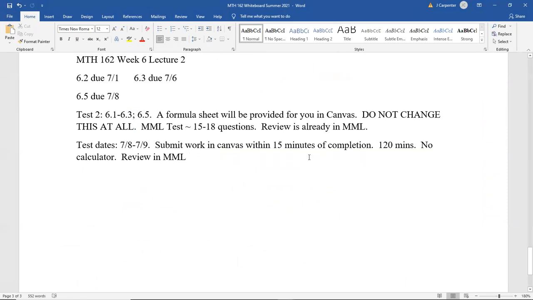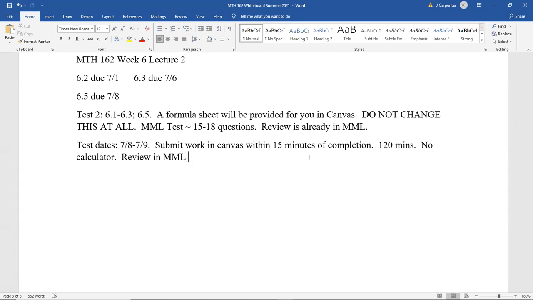And just in the nick of time, just pulling up the whiteboard for the last minute we have. Number 6.2 is due today, 6.3 is on the 6th, 6.5 we just finished 5 seconds ago, so that'll be due on the 8th. And remember, that means our test 2, our second of our 3 regular tests, obviously excluding the final exam, that'll be on the 8th and 9th, whichever day you are available to take that test. 2 full hours. Make sure you show your work and submit it to me.